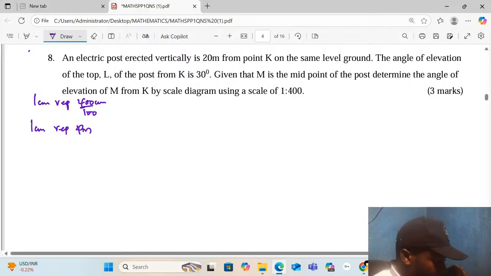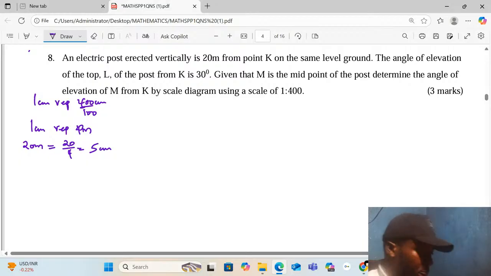Now, having 20 meters, that means we're going to have 20 divided by 4. So the 20 meters, which is from point K, means we're going to have 5 centimeters. That is going to represent the 20 meters that we are given.